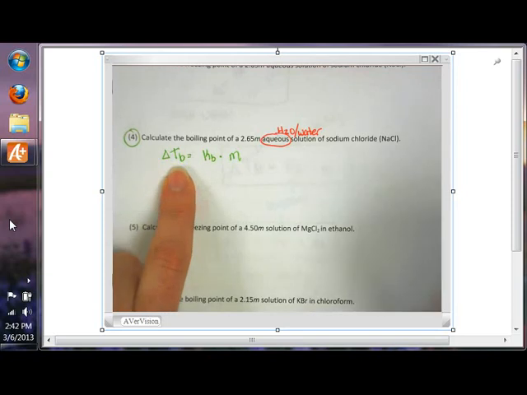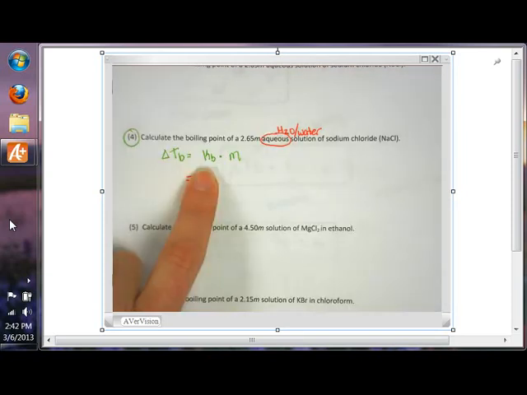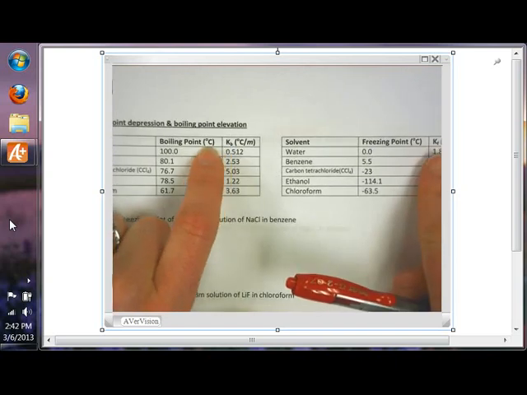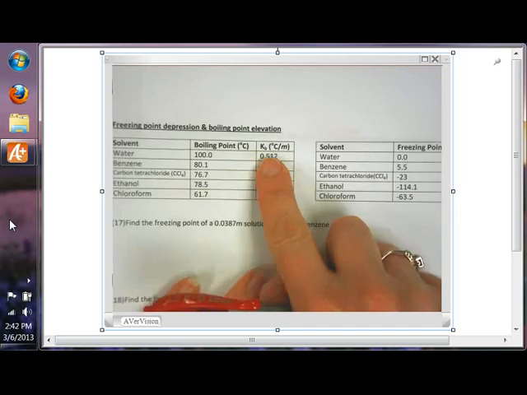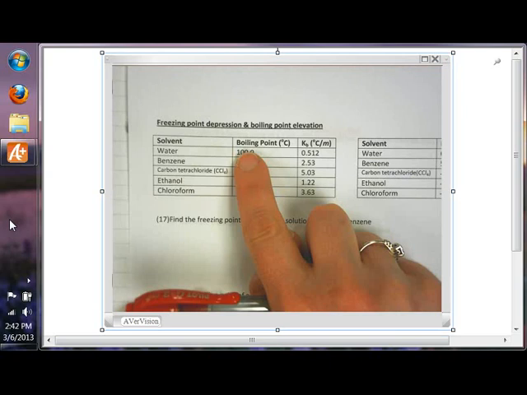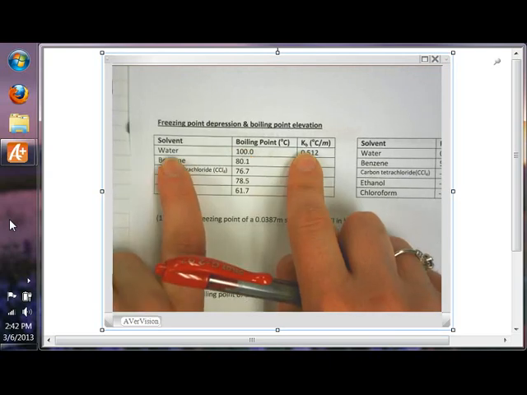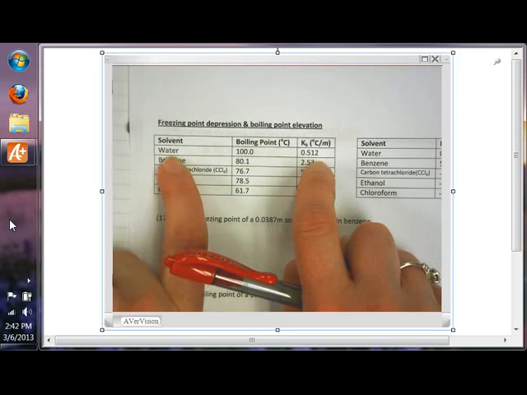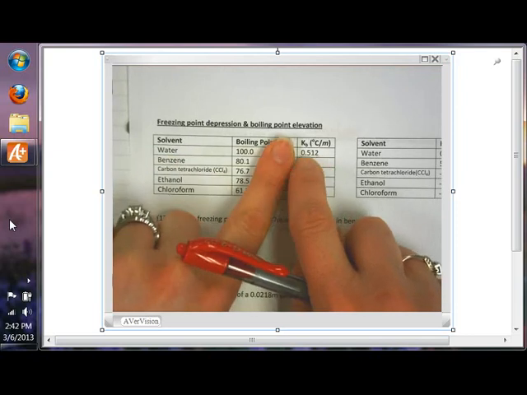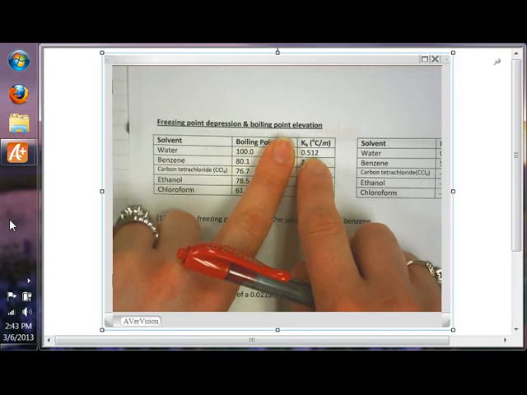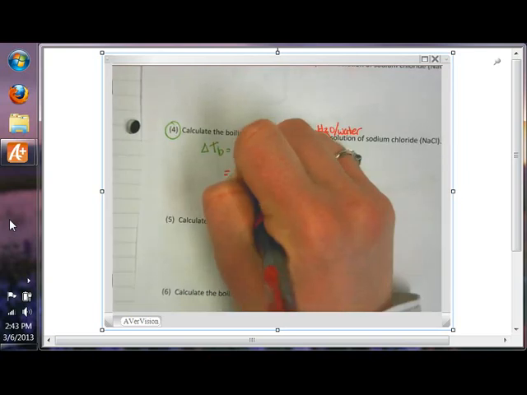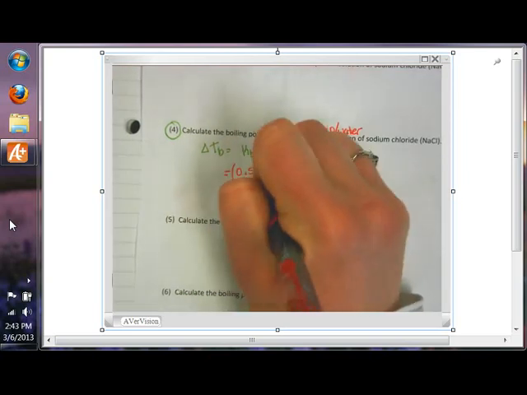equals KB times molality. Now if you look at these tables, you will see you have KF over here, and you will have KB over here. Now you're going to be using the KB of water. The boiling point of water, the KB of water is 0.512. So that's what I'm going to fill in for KB. 0.512 times the molality, which is 2.65.